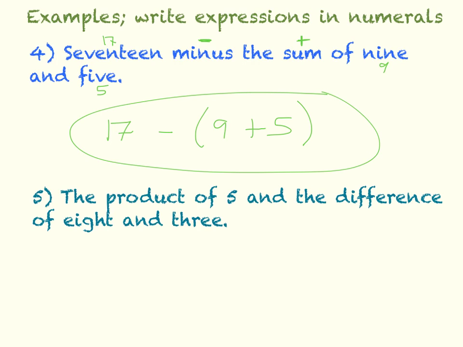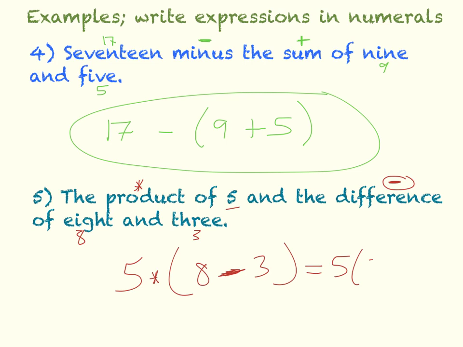And the next one, the product, product means multiply, of 5, and the difference means I'm going to subtract something, of 8 and 3. Okay, so the product of 5 times the difference, so subtracting, what am I subtracting? I'm subtracting 8 and 3. So 5 times 8 minus 3, or you might write it as 5, 8 minus 3, and put them right next to each other. Either one is correct.